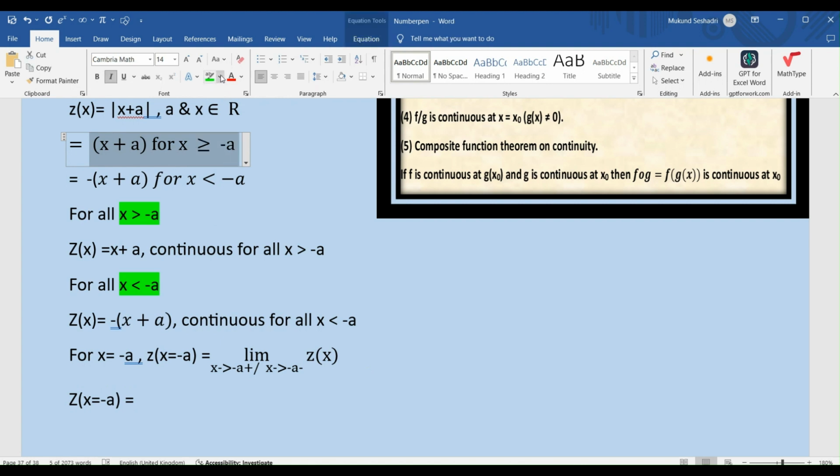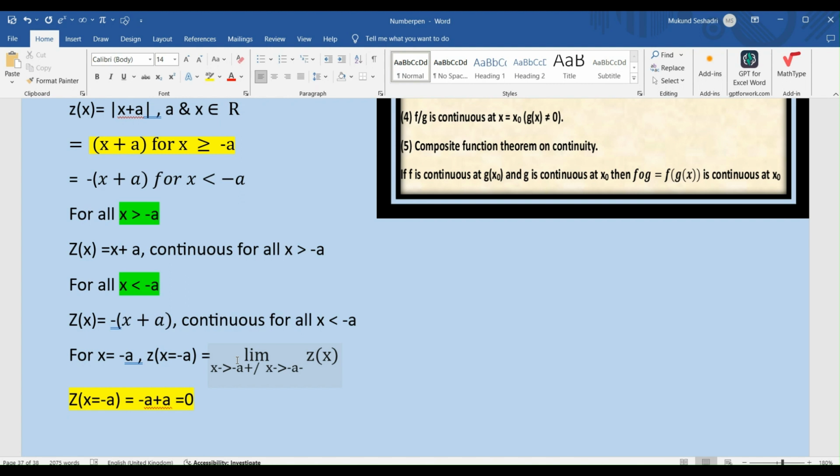As we go back to the definition of mod, I'm just calling it by a yellow color. And what is that? When I substitute x equals minus a, I have minus a plus a, which is 0. So my z of minus a is 0. So that is my step number one. And then I go and establish my limits to further determine the continuity at the point x equals minus a.